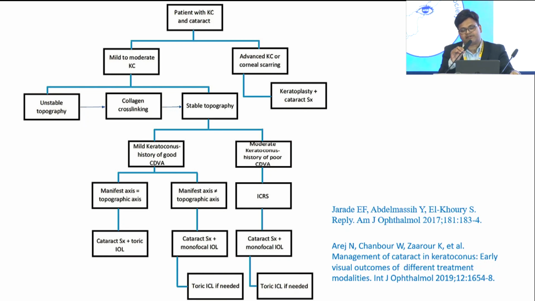But in advanced keratoconus, it's always better to go for a triple procedure, that is keratoplasty with cataract surgery, or you can plan a staged surgery. The keratometry that you should take is the standard K, that is 43.5, instead of taking the keratometry of the patient.